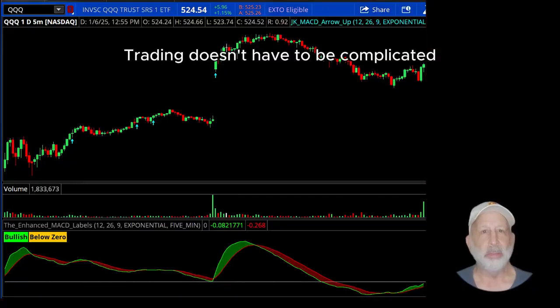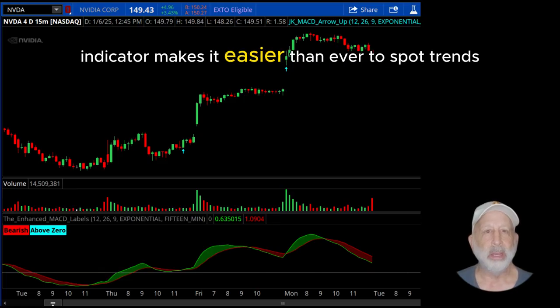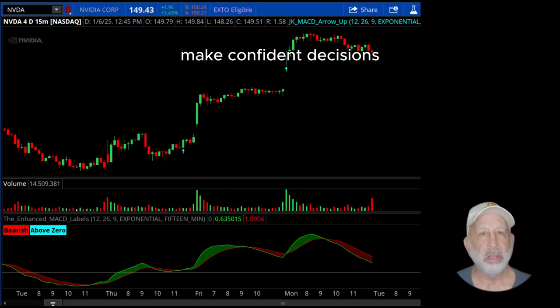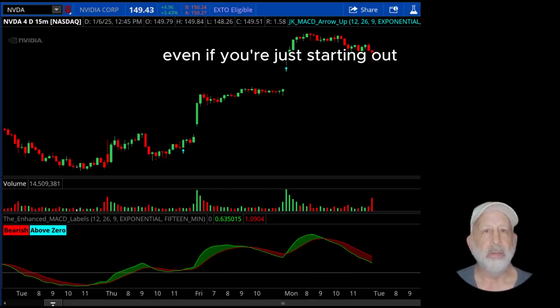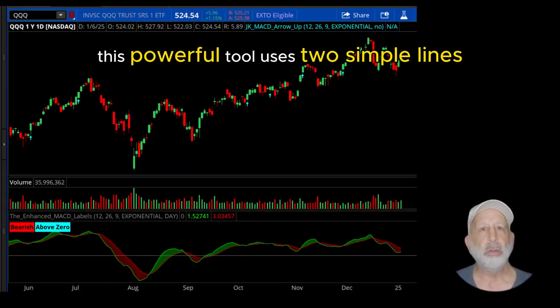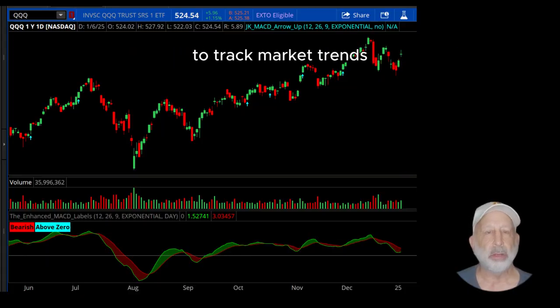Trading doesn't have to be complicated, and the ultimate MACD indicator makes it easier than ever to spot trends, make confident decisions, and take control of your trades, even if you're just starting out. This powerful tool uses two simple lines to track market trends.